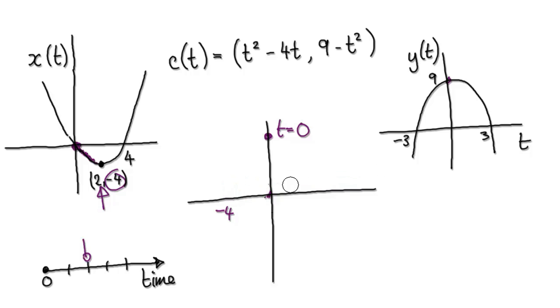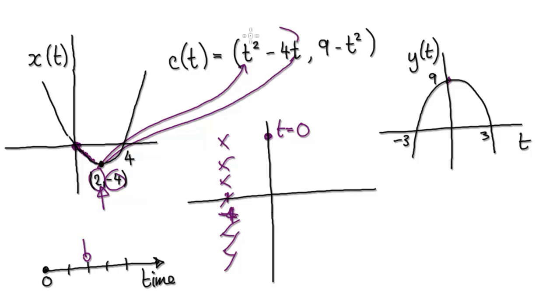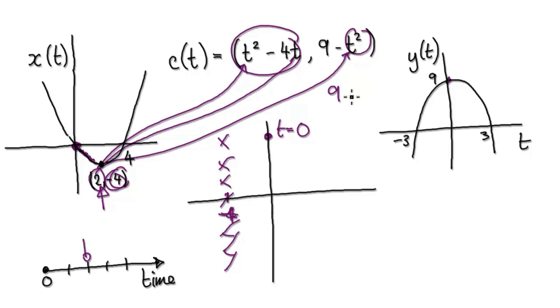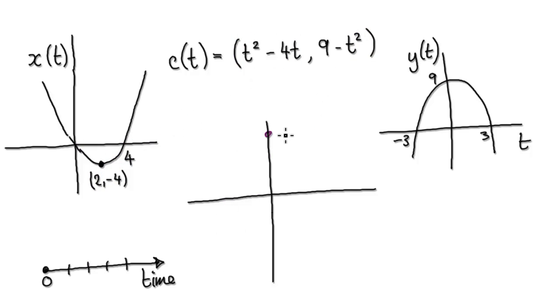We know it will reach its maximum value of -4, but we just don't know where. It could be anywhere along here. If you want to know where, stick t = 2 into the x equation, which gives you -4. If you want to know the height, stick 2 into the y equation: 9 take away 4, which is 5.